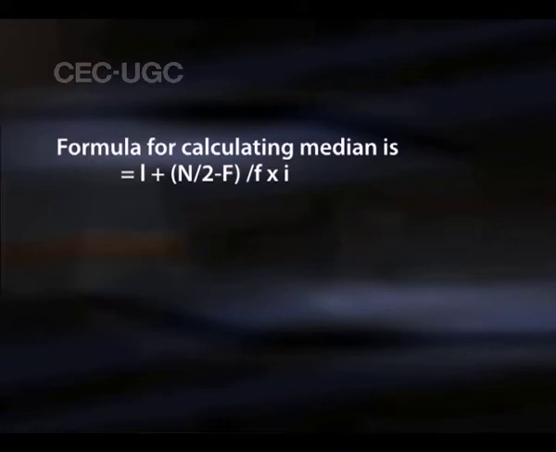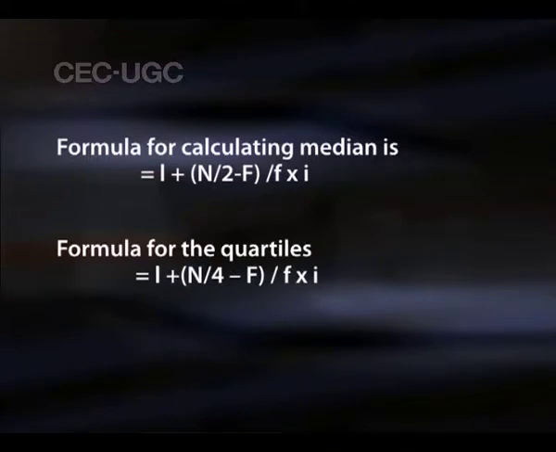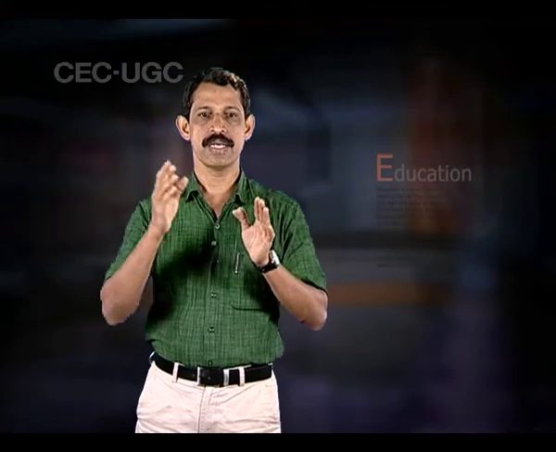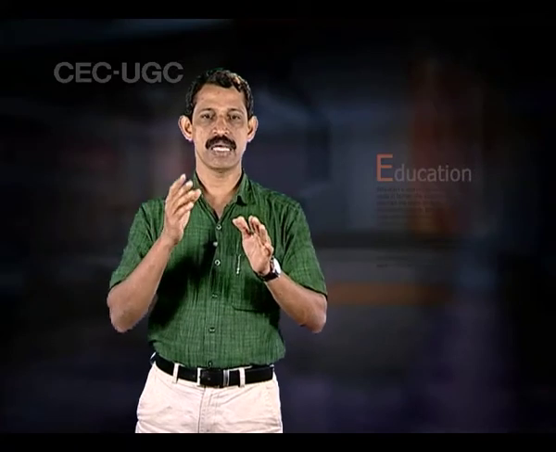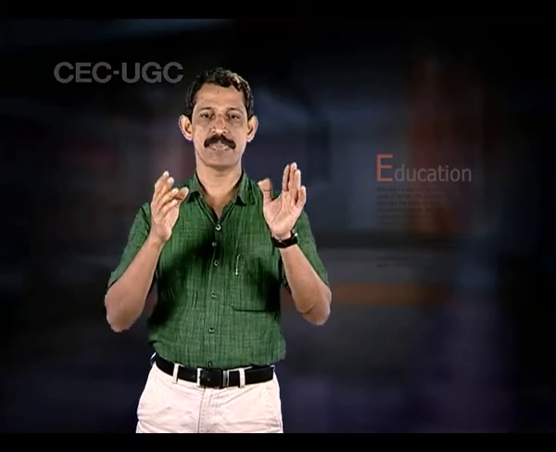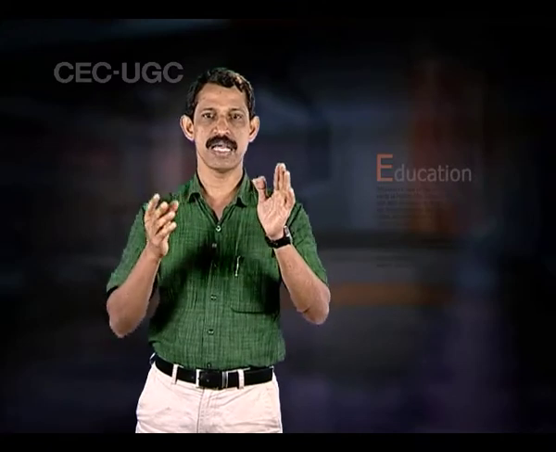You will recall that the formula for calculating median is L plus (n by 2 minus capital F) divided by small f into I. You also recall the formula for the quartiles, that is L plus (n by 4 minus capital F) divided by small f into I. You can see that they are almost the same. The formula for calculating the percentiles is the same and it is an adaptation of the same formula. It is used for specific percentile points.